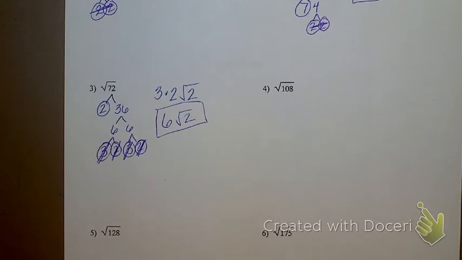So you only get to be in the rad house if you're a loner. That sounds like a sad rad house. All right. Why don't you try number 4? Okay. It looks good. It's even. So what does that mean? You could divide by 2.